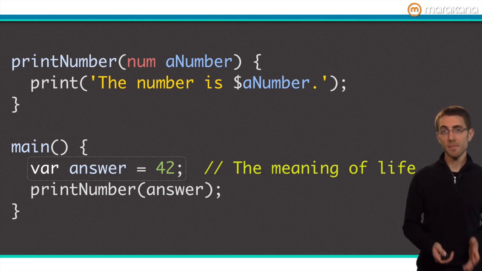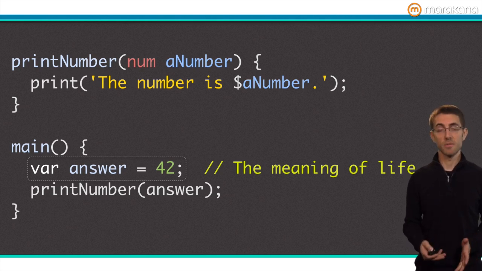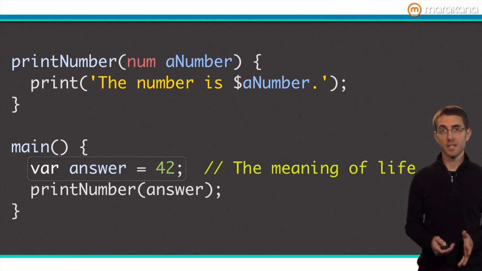Dart is an optionally typed language, which means variables can be typed or untyped. Here we use var to declare that the answer is an untyped variable with an initial value of 42, an integer literal. The object that the answer points to is an int, but the variable itself is dynamic or untyped.